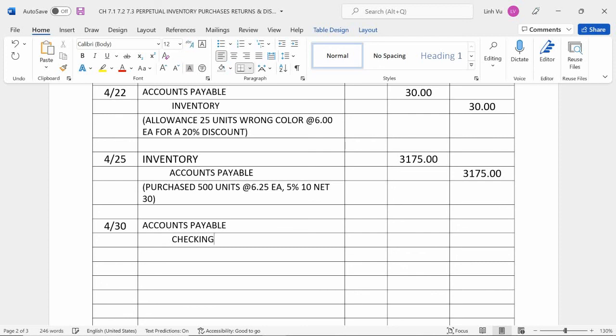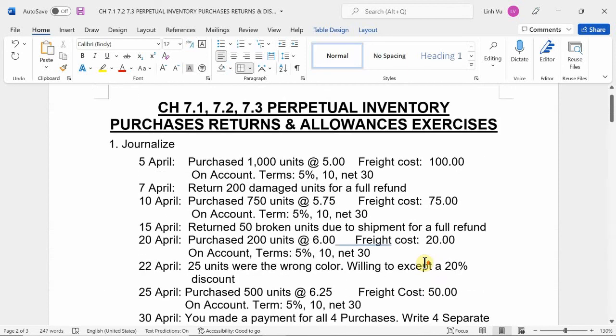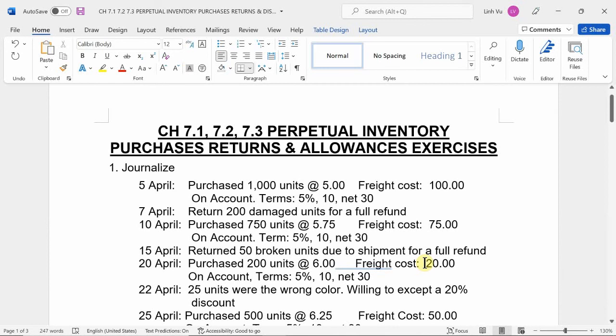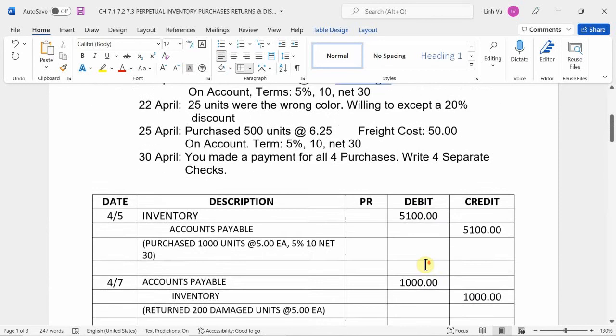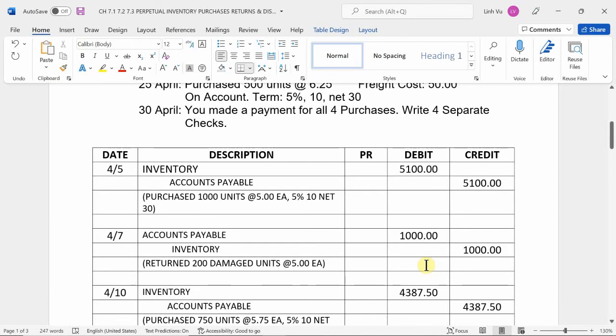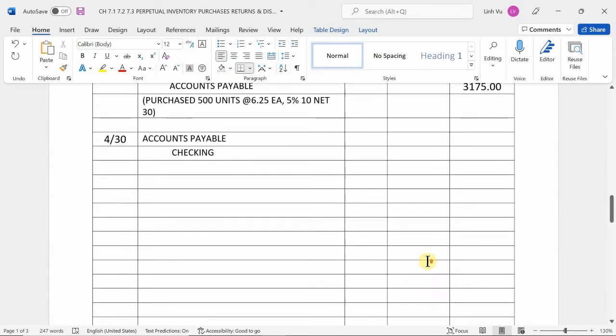Now, let's take a look here. I was given terms, 5%, 10, net 30, okay? So if I'm making a payment as of April 30th, did I meet the discount due date? No, I missed it. But at the end of the day, I still had to pay for it because I bought it on April 5th. So I have 30 days, which means May 5th would be the day that I have to pay for it. So I still paid for it on April 30th.